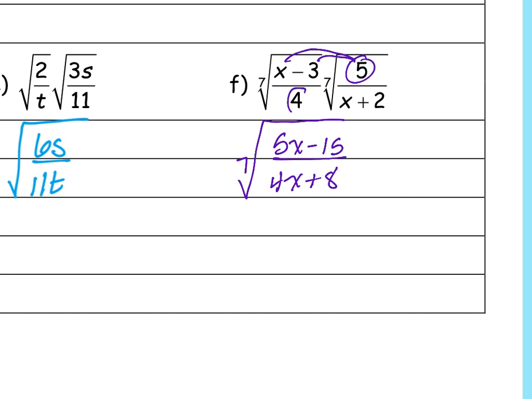And then I take 4 and I distribute that through. Right, because this is 5 times x minus 3 over 4 times x plus 2, the seventh root of that. Is that okay? Does that make sense? Yeah. Okay.